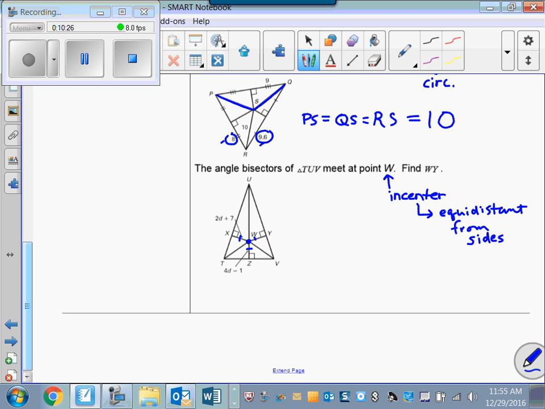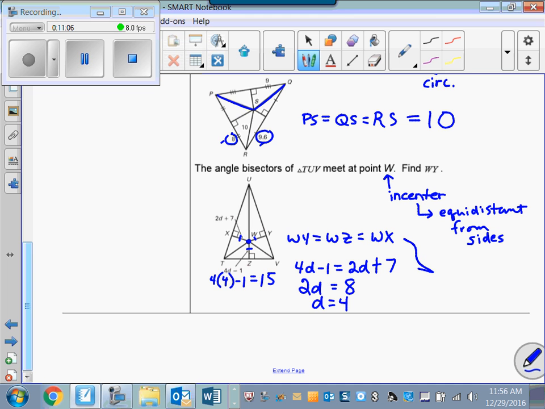So what am I trying to find? WY. Okay, well I know that WY equals WZ equals WX. I don't know what any of those are, but I do know that I can figure out what D is by setting WZ equal to WX. So I'm going to say 4D minus 1 equals 2D plus 7. 4D minus 2D is 2D. 7 plus 1 is 8. So D equals 4. So if I plug 4 in here, I get 15. So therefore, these are all 15 units long.